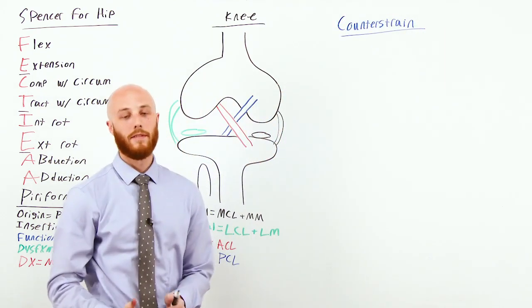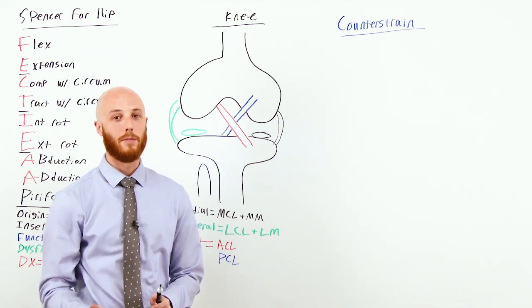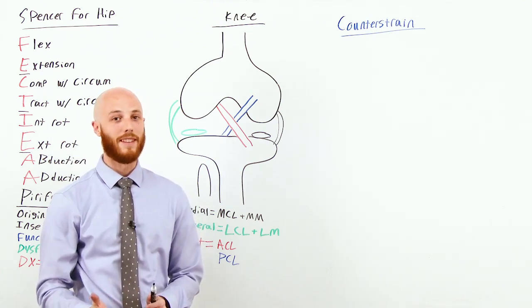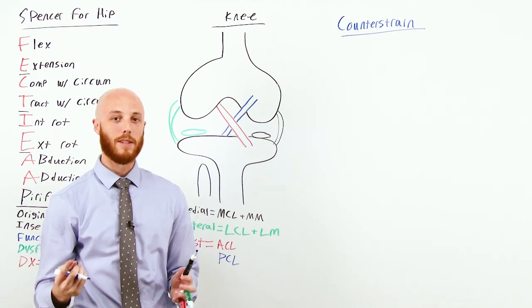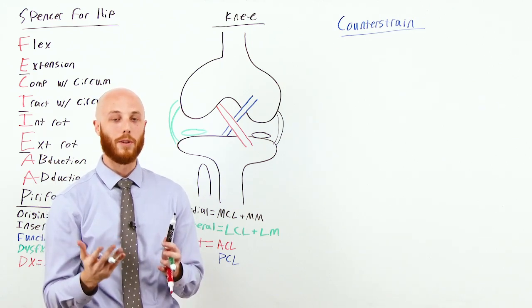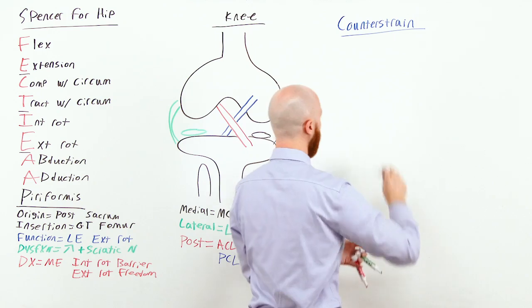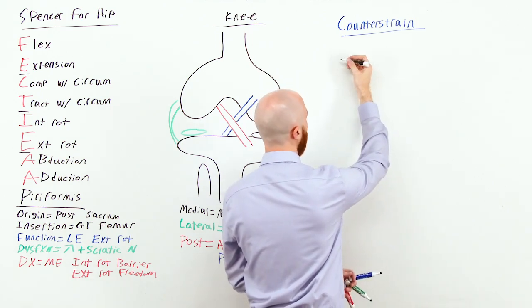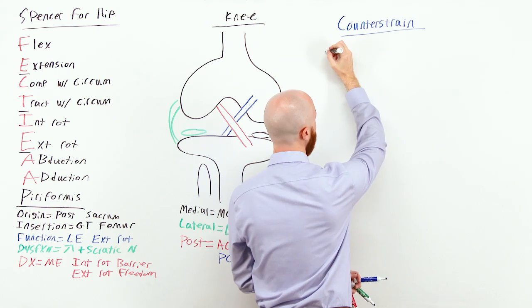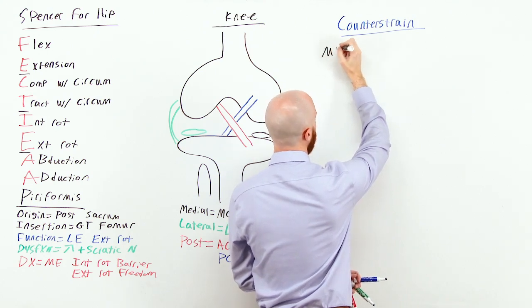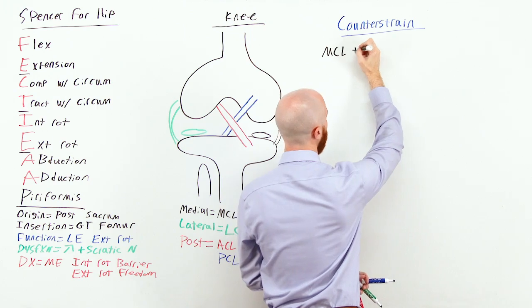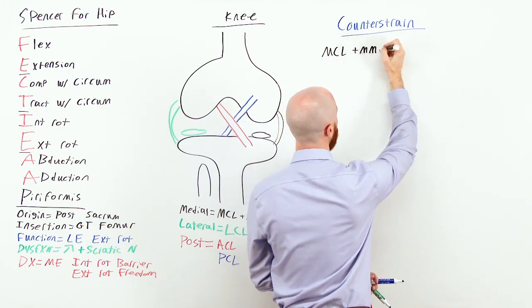So counterstrain, you already know how to do this treatment. I think that we've beaten it to death. It's indirect. You bring the two ends of the muscle closer together. You fold and hold. It's that simple. So if you have a tender point located on the medial side of the knee, you need to think about the MCL and the medial meniscus.